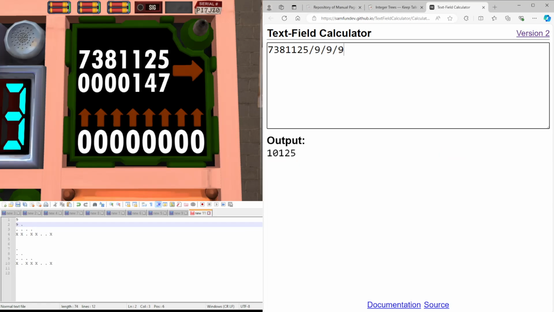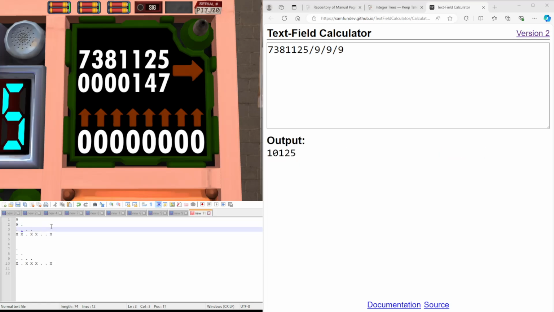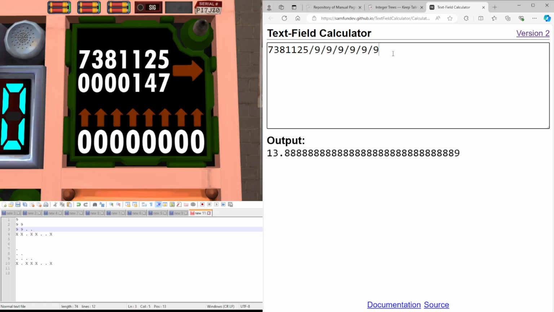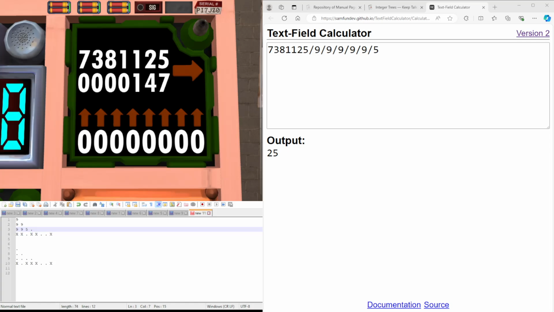So is it divided by 9 again? Yes. Again? Yes. Again? Funnily enough, yes again. But I don't think it'll be a yes again. So, divide by 8? No. 7, 6. Next one it can be divided by is 5, so we put it here.